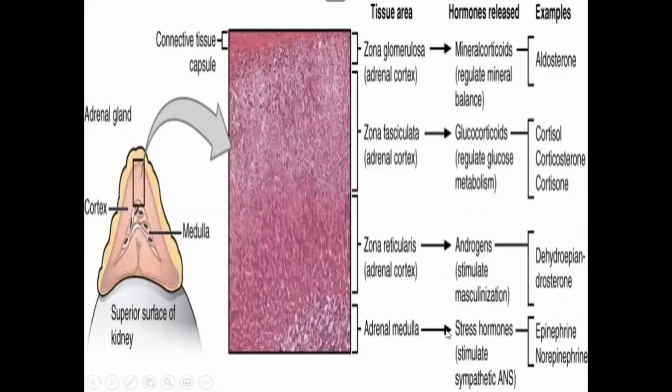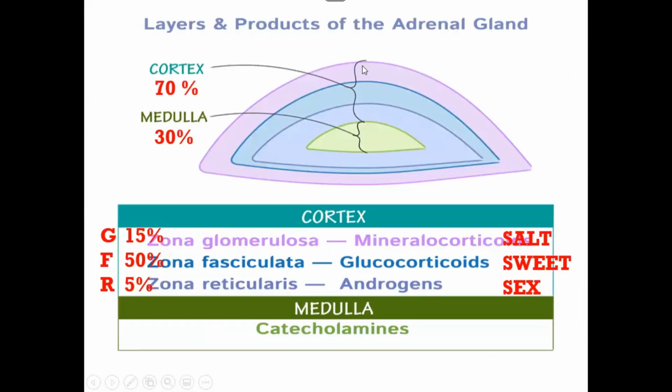Remember this. Next, three different cortex layers: glomerulosa, fasciculata, reticularis. Glomerulosa secretes mineralocorticoids, fasciculata secretes glucocorticoids, reticularis secretes androgen or sex hormones, and adrenal medulla secretes your catecholamines. The cortex makes up 70% of the whole adrenal gland, and medulla is only 30%. Out of this 70% cortex, 50%, the larger portion, is your fasciculata, 15% is glomerulosa, 5% is reticularis.